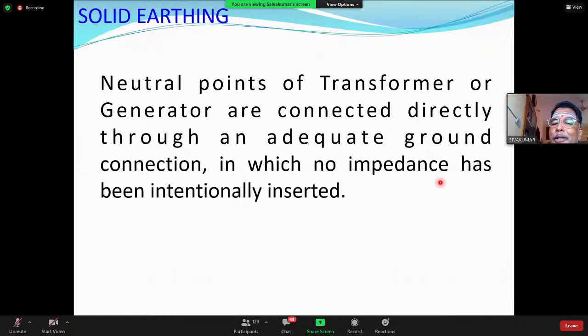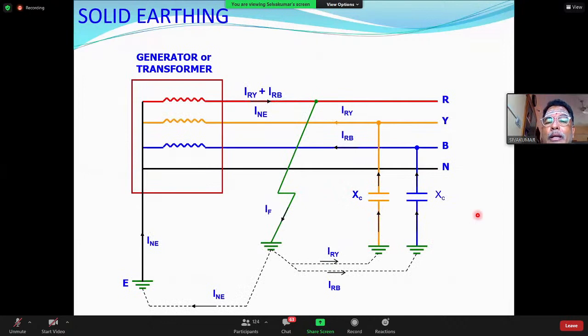Now, this is the typical diagram. You can see this is the neutral of the transformer or generator. There is no resistance here. It is connected through a solid conductor. Suppose there is an earth fault in the R phase. The major portion of the fault current will flow through this. Of course, there will be a capacitive leakage current in the system between the Y phase and ground, but this is negligible, in milliamperes or even less. So we will ignore this when there is solid earthing.